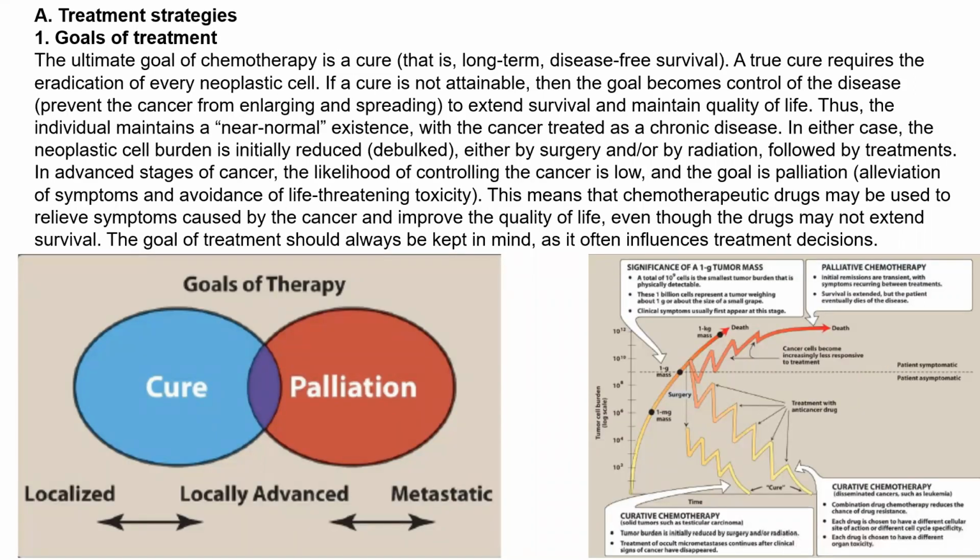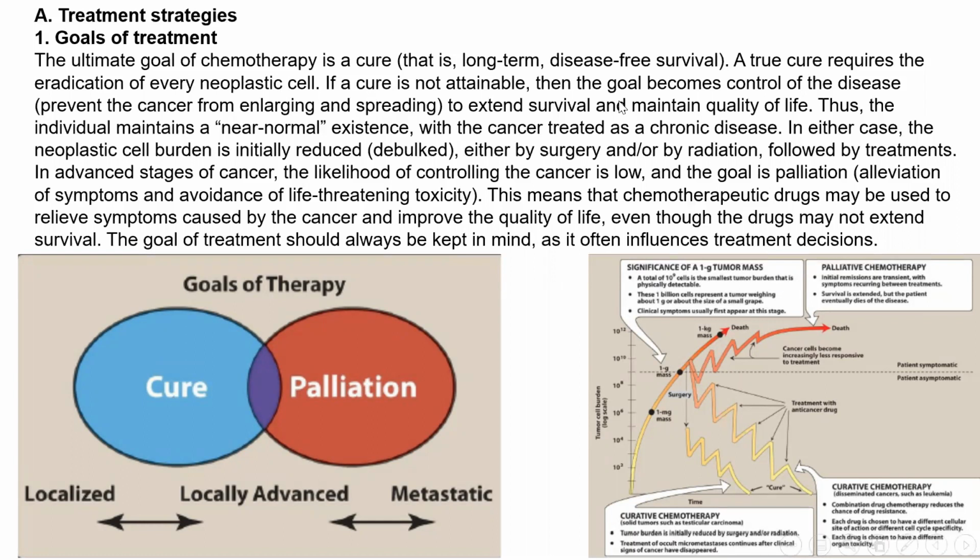Then we have to define our goals for the treatments, like what we have to do or what we want to do with those patients. In general, we have two major goals: either cure the disease, or palliation, decreasing the signs and symptoms and maintaining as much as we can a normal or near normal life existence. So as we said, our ultimate goal from the chemotherapy is a cure, if it is achievable.